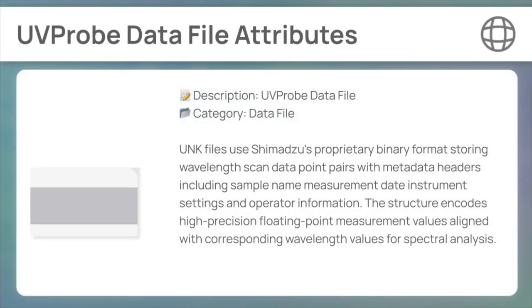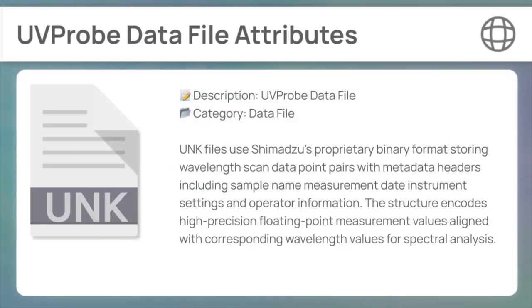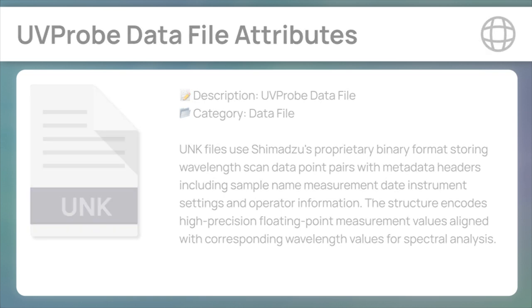UNK files use Shimadzu's proprietary binary format, storing wavelength scan data point pairs with metadata headers, including sample name, measurement date, instrument settings, and operator information. The structure encodes high-precision floating point measurement values aligned with corresponding wavelength values for spectral analysis.